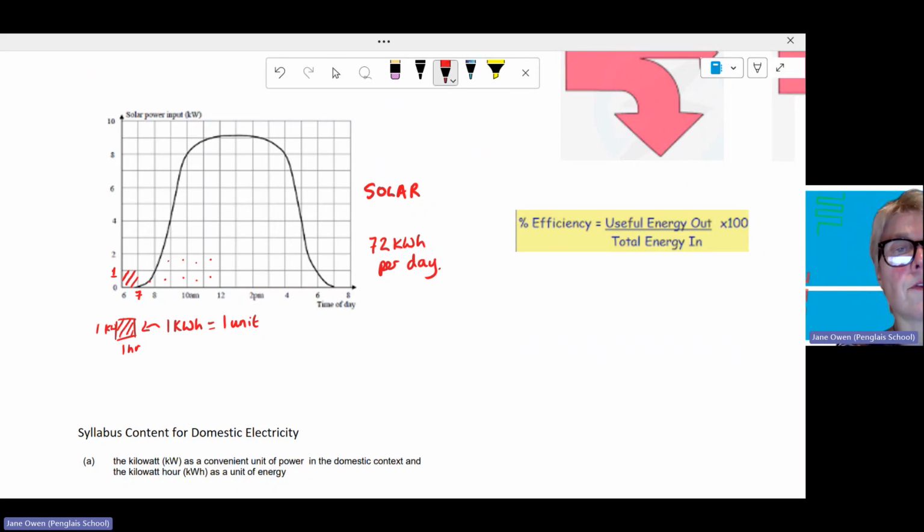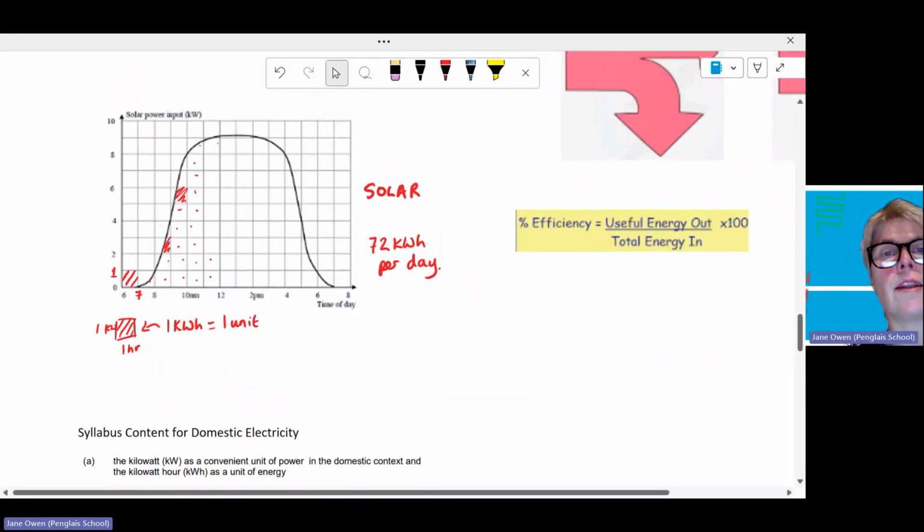If you are having to count squares, this is a skill. I wouldn't count this one because it's less than half, but I would count this one as 1 because it's more than half. I'll leave you to have a go and count up all of the squares underneath the curve, and that will give you the number of kilowatt hours used in a day.